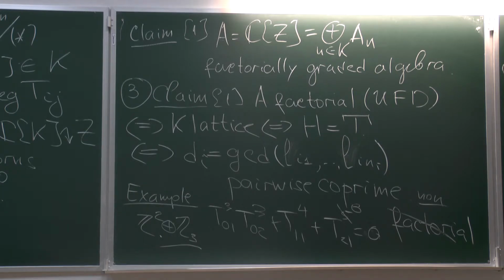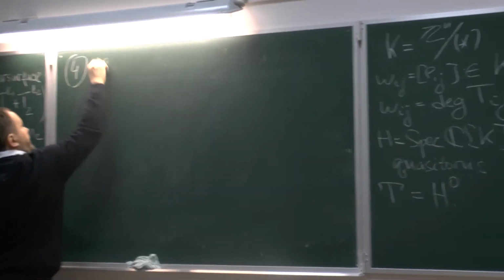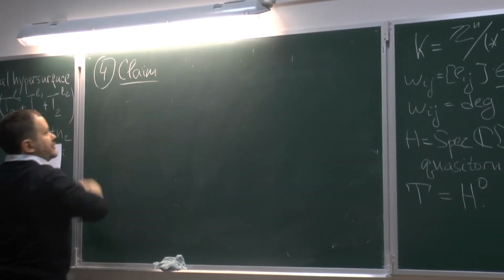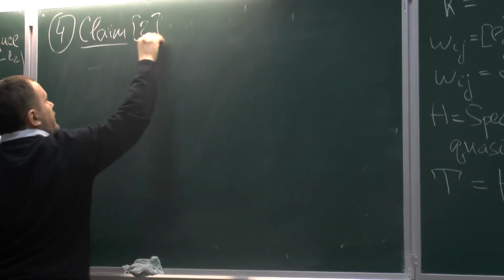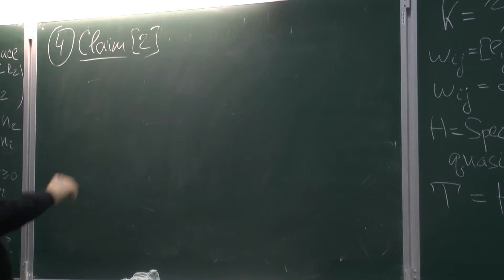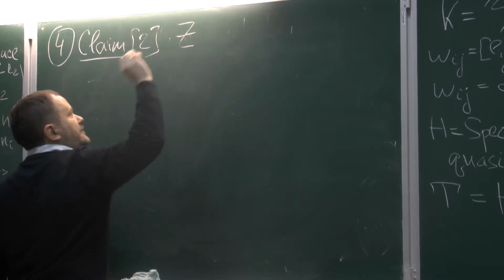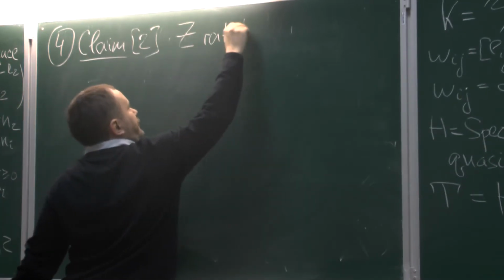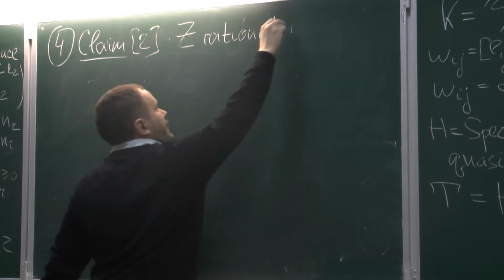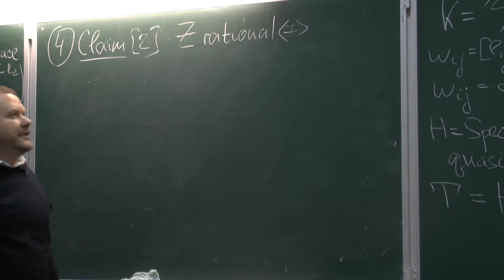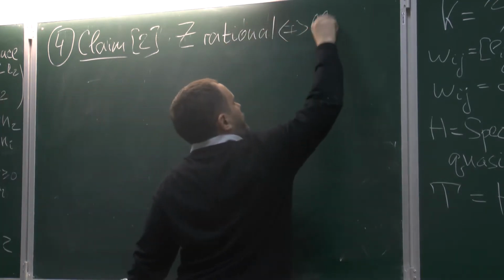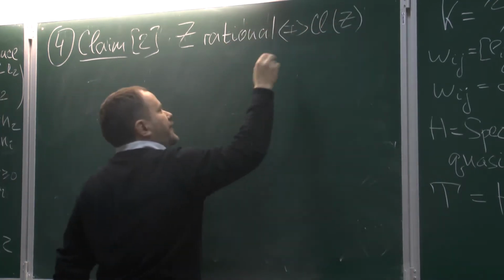Okay, so rationality. Again, a claim which was distributed in several papers, but in final form in our paper 2. It says that the hypersurface Z is rational if and only if, again, some intermediate step, the divisor class group is finitely generated.